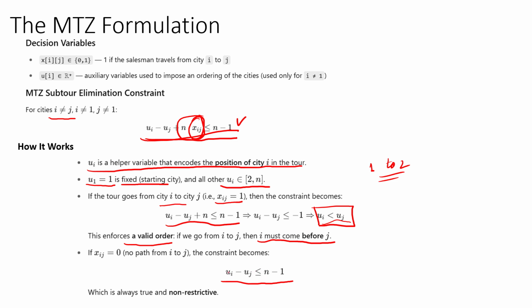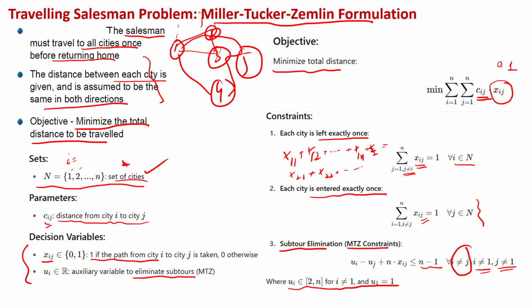Okay, so which means if this is city 1, this is going to be city 2, and the number of cities, let's say we have 5 or we have 2, in every case this constraint would be true. Okay, so this is all. So with the help of this particular constraint, we can eliminate the subtour. So what was the subtour elimination?